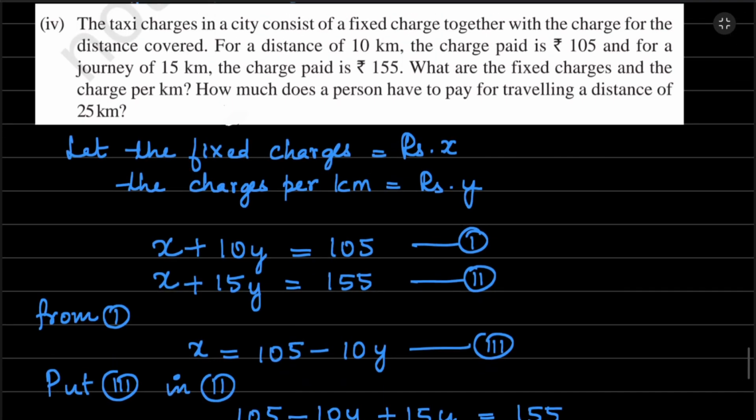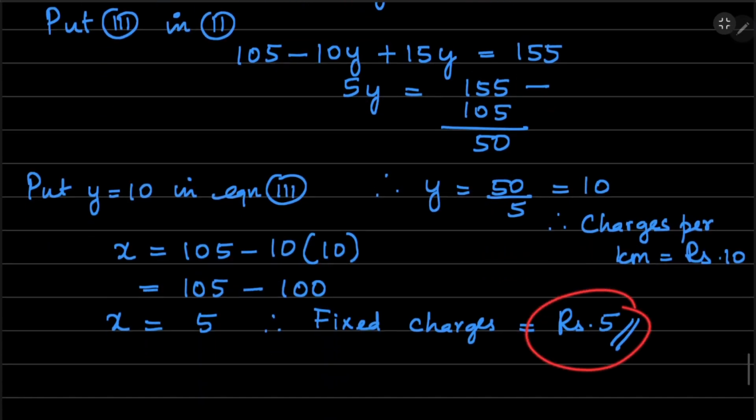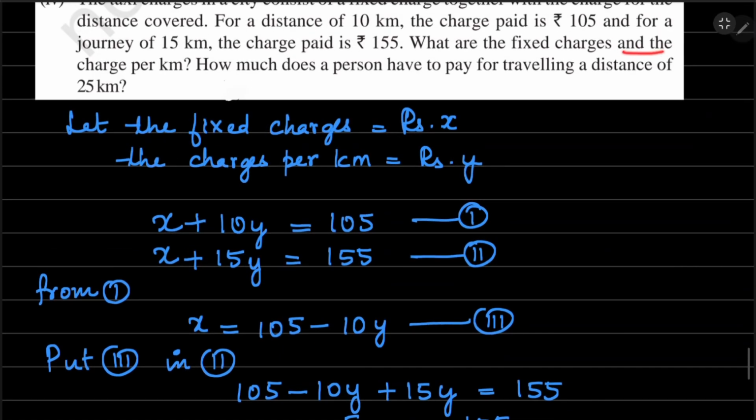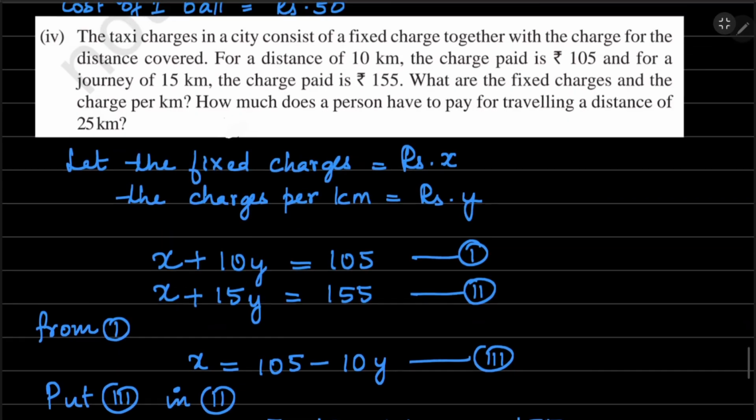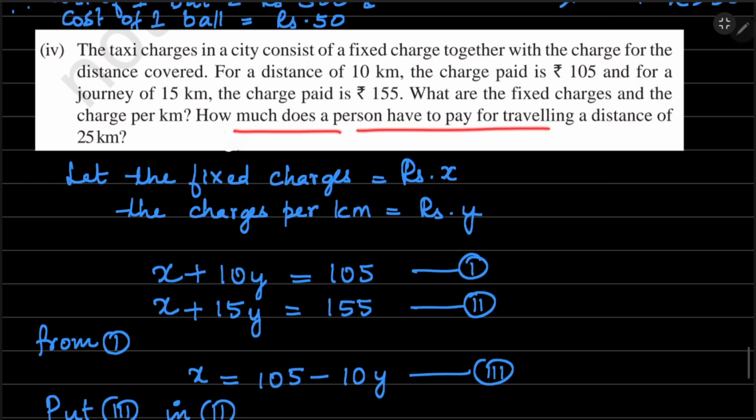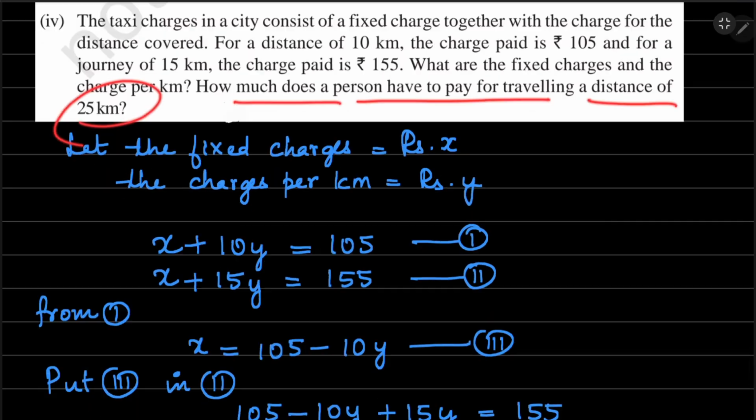But what is asked here? This we have found out. What is the fixed charge? Rupees 5. And the charge per kilometer: every kilometer you'll have to pay rupees 10. What is the next question? How much does a person have to pay for traveling a distance of 25 kilometers?